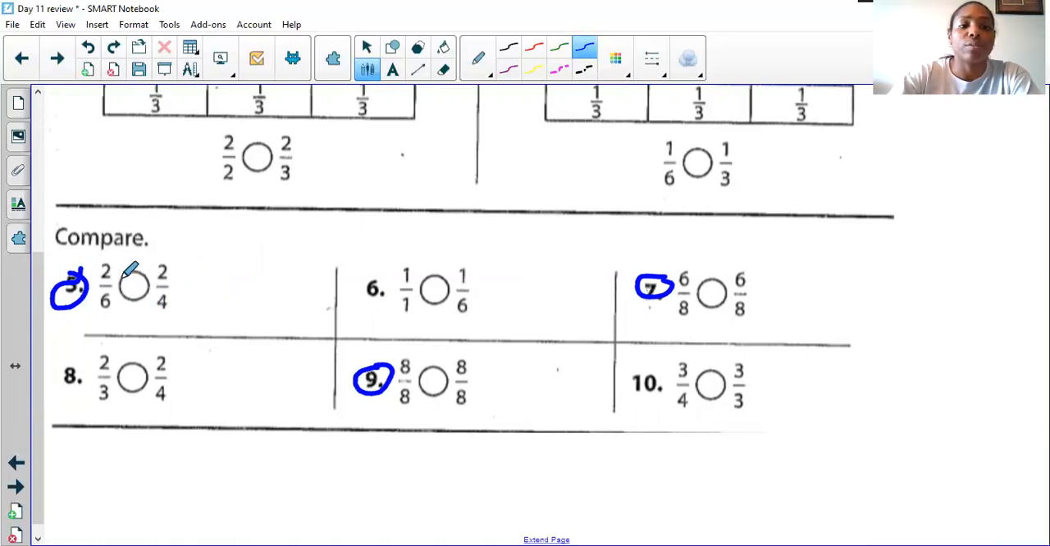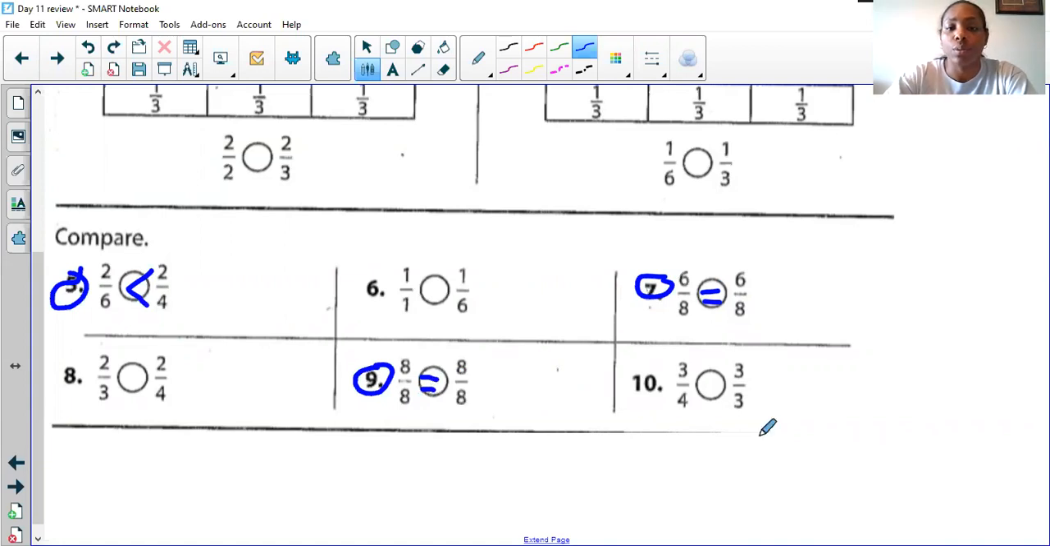So number 5, 2/6 or 2/4. If you said 2/4, you are correct. Number 7, 6/8, 6/8. That is equal. Very simple. And then we have 8/8 and 8/8. Once again, they were too nice to us. They gave us the answer pretty much, 8/8.